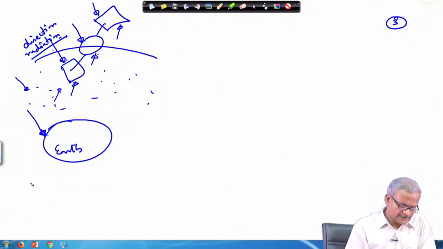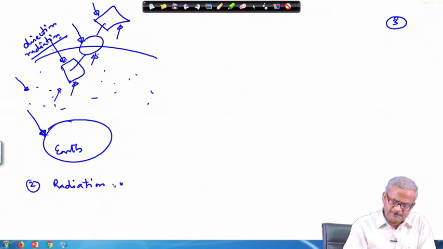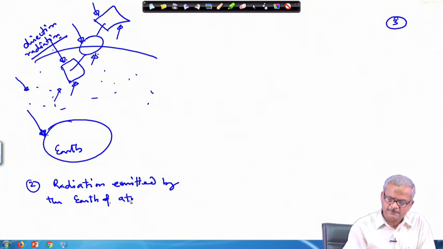So, the second one is radiation emitted by the earth and the atmosphere.